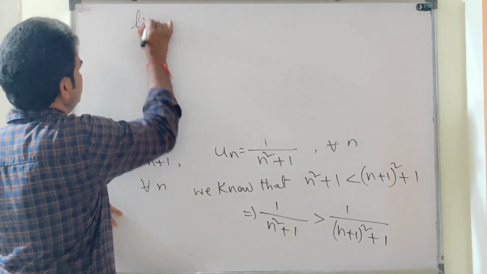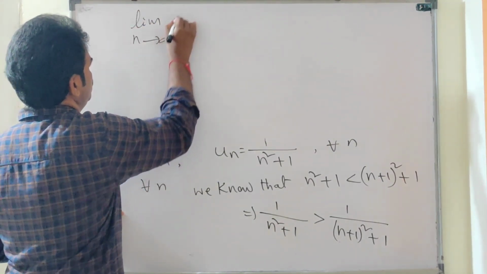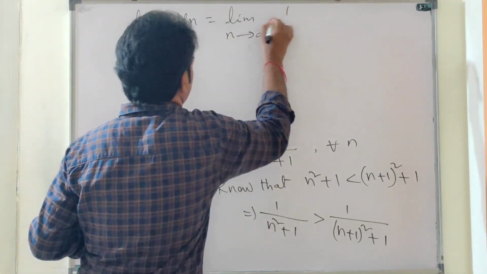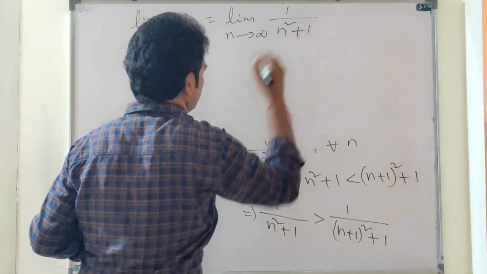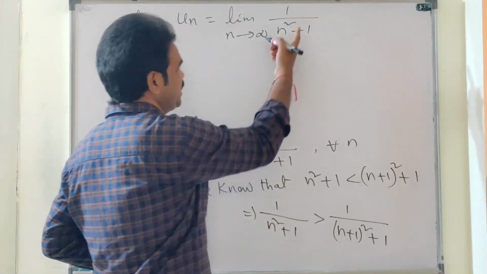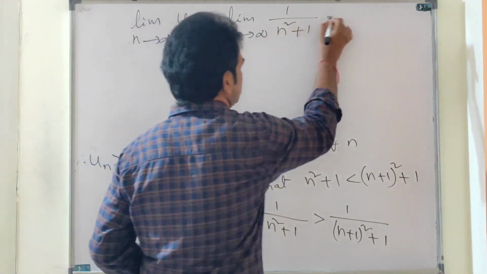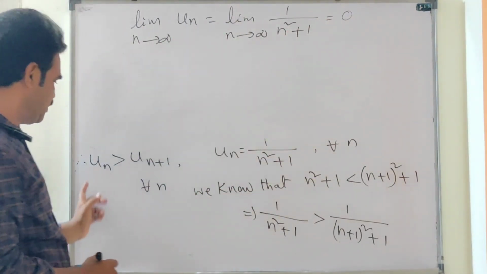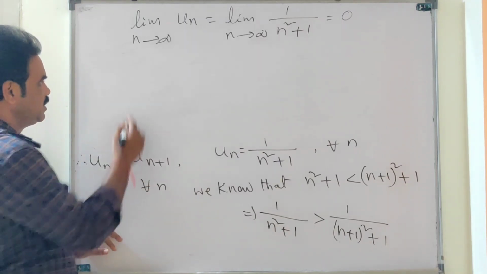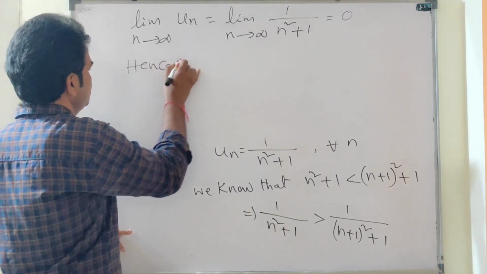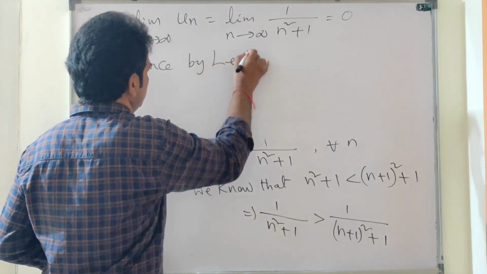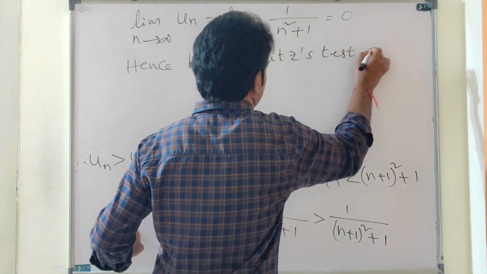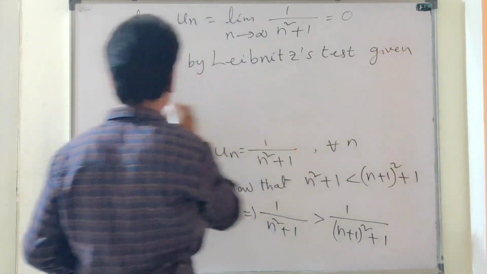And limit n tends to infinity un, that is limit n tends to infinity 1 by n square plus 1. As n tends to infinity, n square plus 1 tends to infinity, so this becomes 0. Limit n tends to infinity un is 0. Already we have un greater than un plus 1 for all n. Hence by Leibniz test, the given series is convergent.